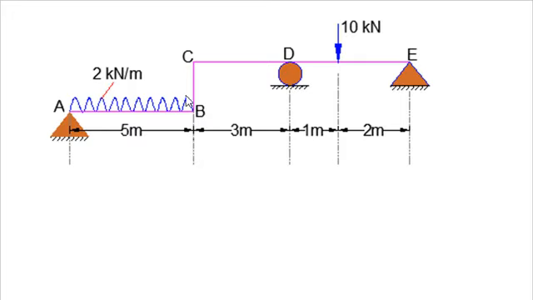The link BC is a two force member, which is shown here. Forces are applied on it only at the ends B and C. This is a two force member. Hence, it will have an axial force which we assume to be tension.